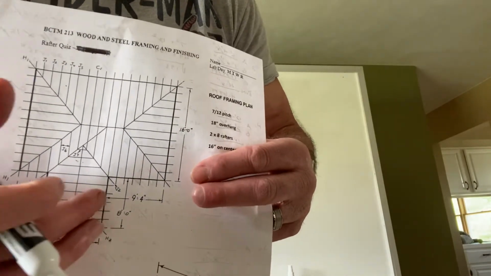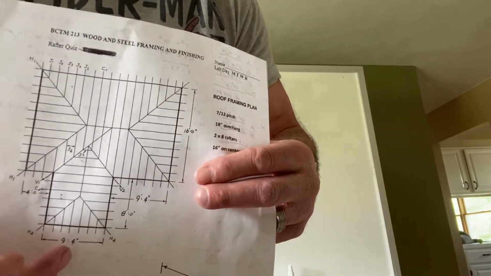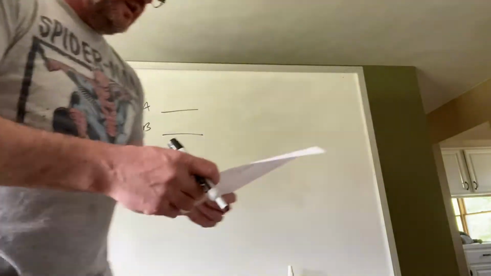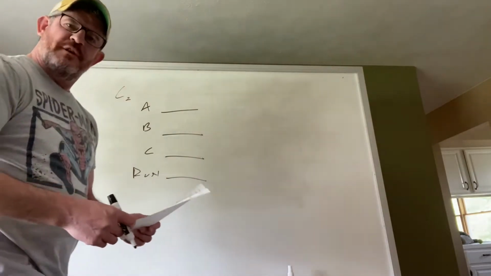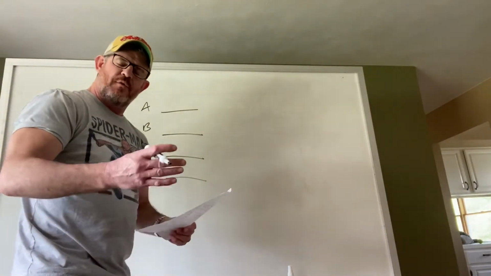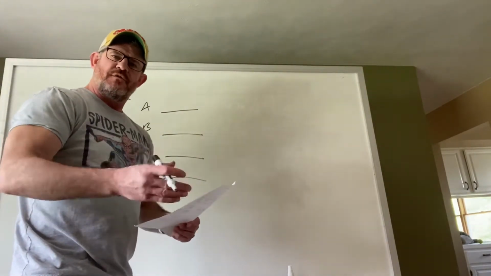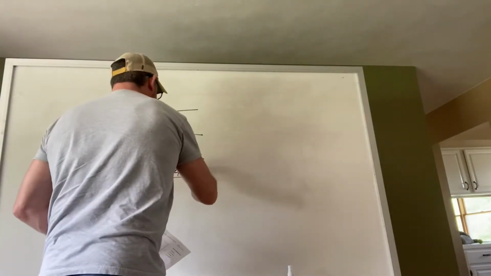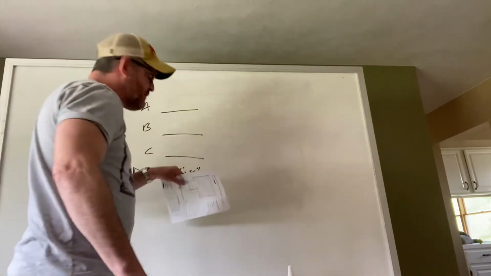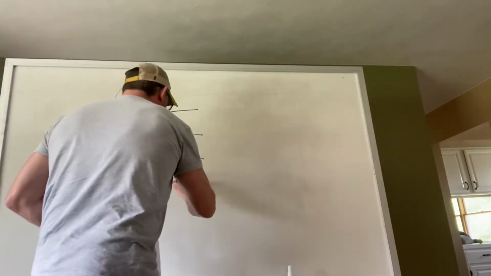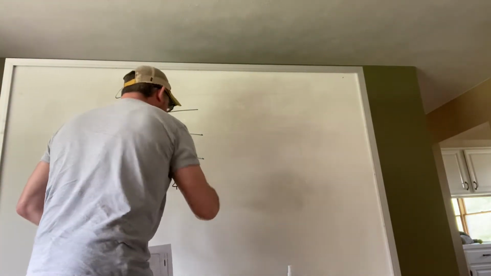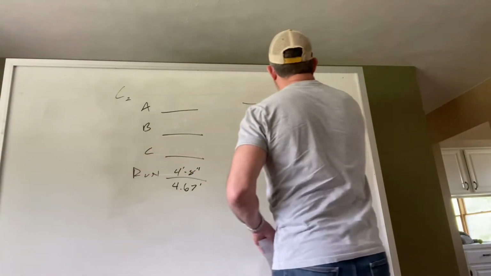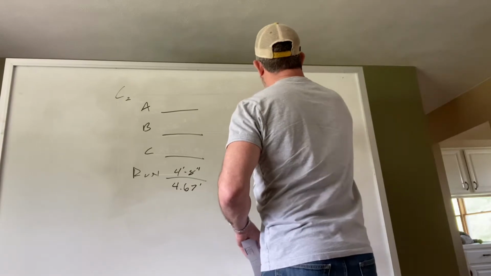So we should be able to see in plan that our run is going to be half of that span. So half of my 9 foot 4. Half of 9 foot is 4 foot 6 inches. Half of 4 inches is 2 inches. So 4 foot 6 plus 2, we've got 4 foot 8 inches for our run. And we have to convert that to decimal feet so that we can do our calculations. So 4.67 feet. From there, we solve for the same pitch triangle we've solved for several times.